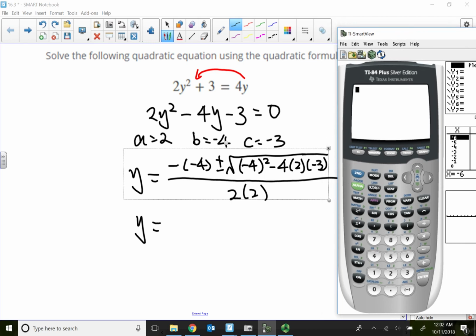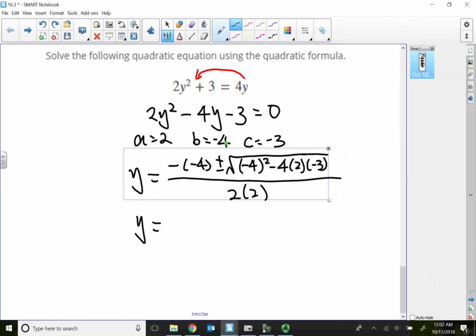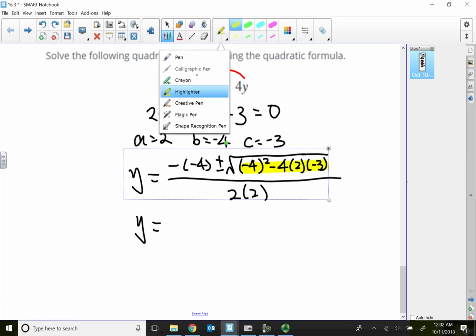Alrighty. So let's put what's inside the square root in the calculator and see what that is. To the second power, 4 times 2 times negative 3. All right, 40. Very good, 40. So inside the square root is 40.